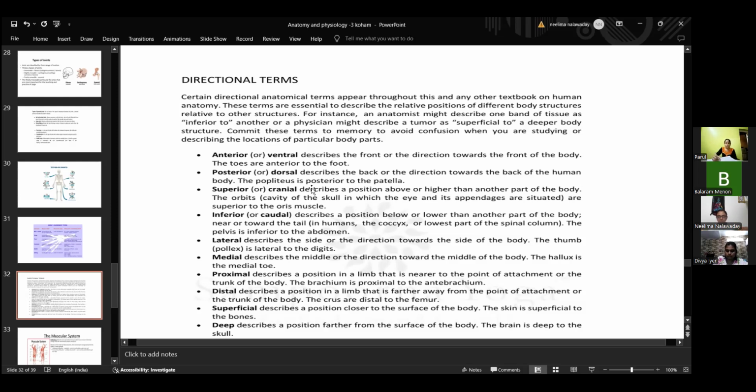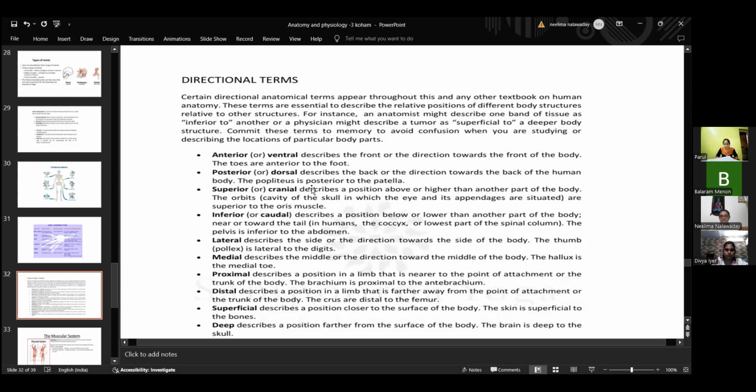Lateral, I mentioned while describing the tibia, fibula, ulna and radius. So the radius is lateral, the ulna is medial. Lateral describes the side, or the direction towards the side of the body, away from the body. And medial describes the middle, or the direction towards the middle of the body. Then proximal describes a position in a limb that is nearer to the point of attachment.